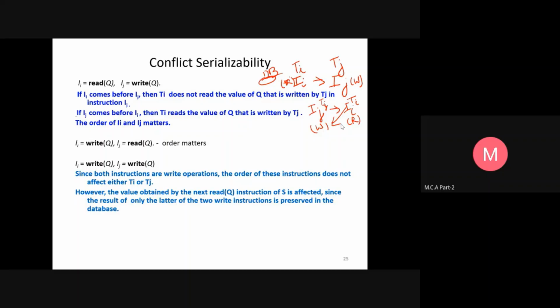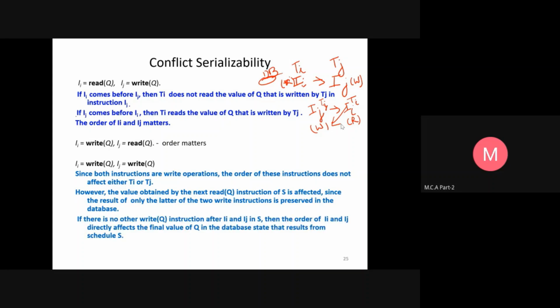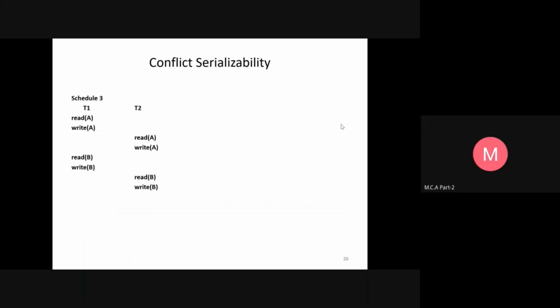However, the value obtained by the next read(Q) instruction of S, that is, the schedule, is affected, since the result of only the latter of the two write instructions is preserved in the database. The other one gets overwritten by the last write operation. We saw how that takes place in the previous schedule, which led to inconsistency. If there are no other write(Q) instructions after Ii and Ij in S, then the order of Ii and Ij directly affects the final value of Q in the database state that results from the schedule S. That's what we've just said.